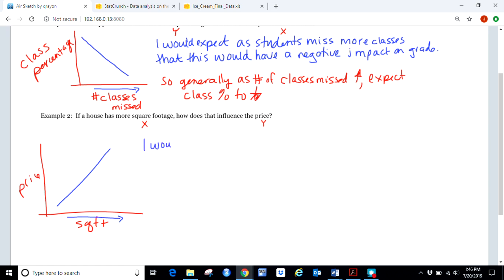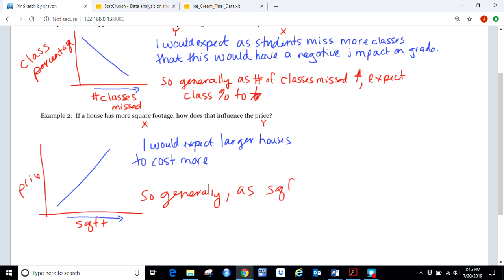Right? I would expect larger houses to cost more. So then generally, as our square footage goes up, I'm going to expect my price to also go up.